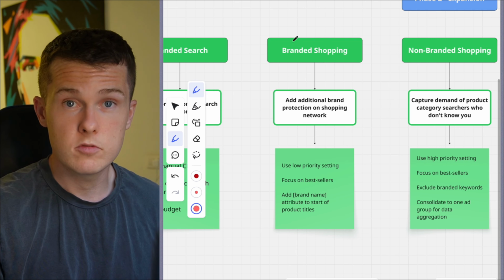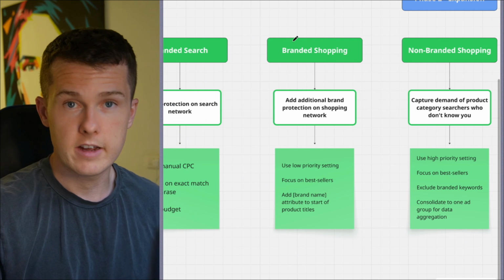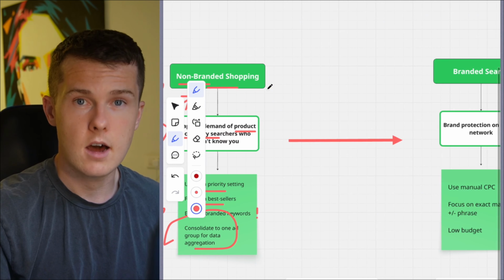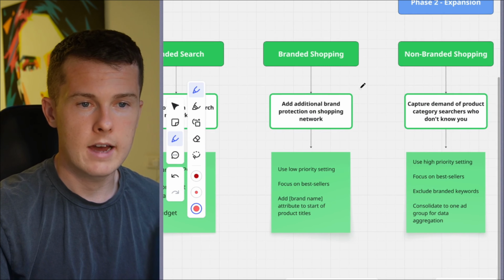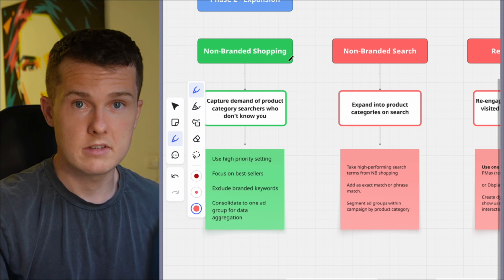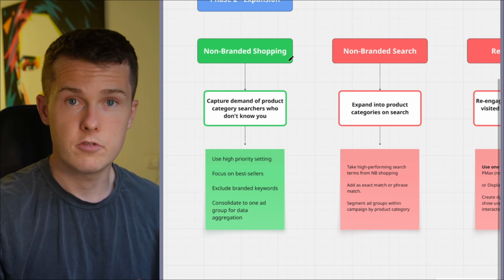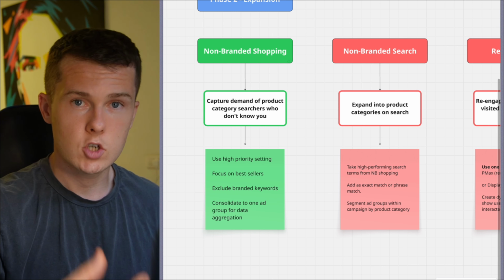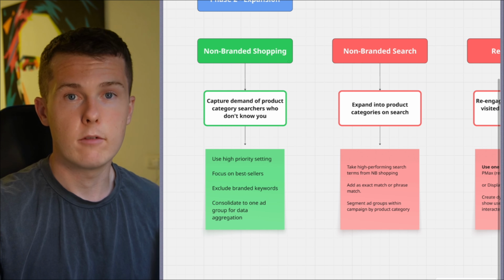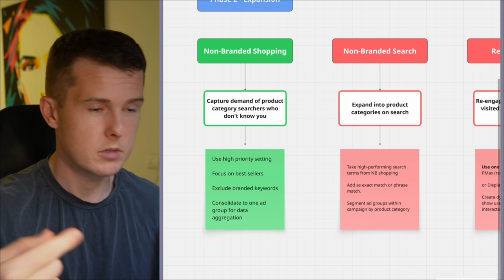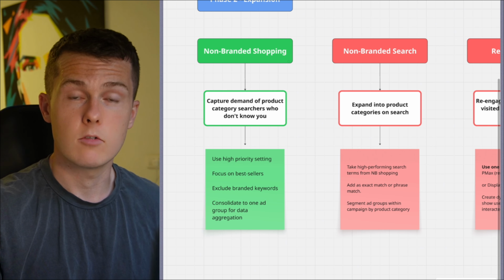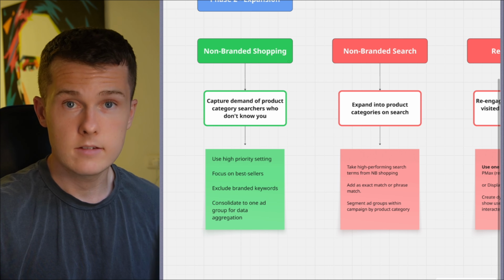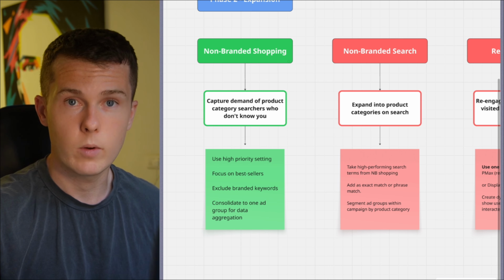So when do we move to phase 2? Well, generally we move to phase 2 if we're seeing positive performance in this campaign here, this non-branded shopping campaign. And the reason for that is that when we see positive performance in non-branded shopping, we're going to review what areas of that campaign have performed well. So what search queries are performing really well for us? So are we seeing a pattern where particular search queries are converting really well or particular products are converting really well?